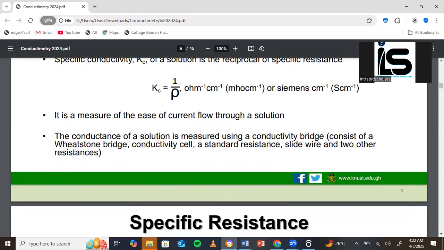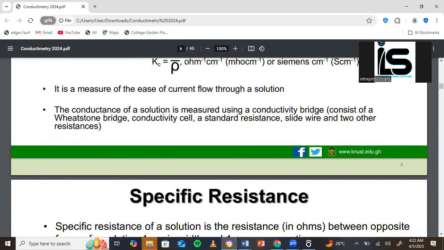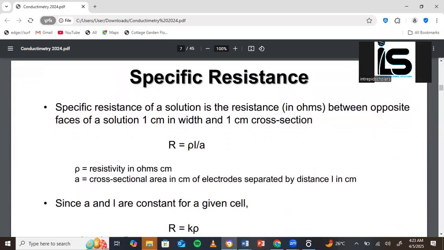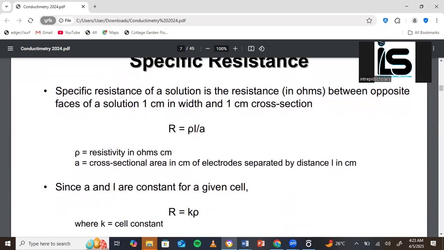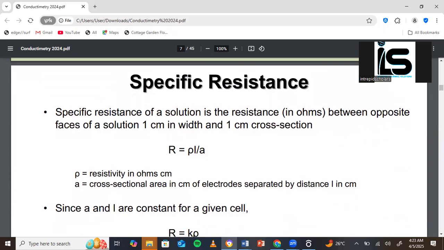Now, the conductivity or conductance is a measure of ease of current flow through a solution. The conductance of a solution is measured using a conductivity bridge, which we will do in the laboratory. That will be captured in another video. And when we talk about specific resistance of a solution, we are looking at resistance between two faces of a solution, 1 centimeter in width and 1 centimeter cross-sectional area. Now, this definition, we don't have to chew it.